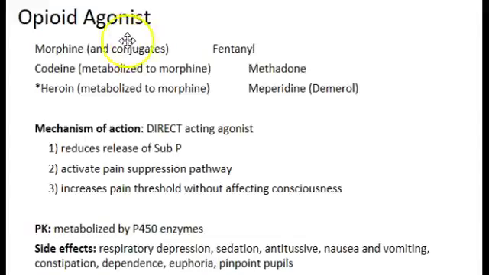And so as a group, opioids, in terms of their mechanism of action, are direct-acting agonists of the opioid receptors, so mu, kappa, delta, and they reduce the release of substance P, they activate the pain suppression pathway, and they increase the pain threshold, which is key, without affecting consciousness. And so that's the unique attribute of this drug class.